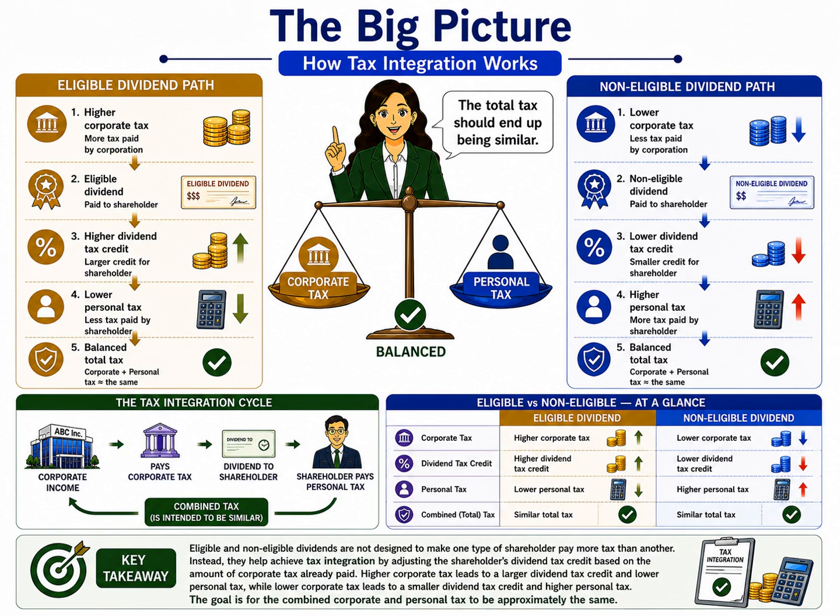The key takeaway from this entire topic is that eligible and non-eligible dividends are not simply two different types of dividends. They are tools that support tax integration. Eligible dividends generally arise when more corporate tax has already been paid, resulting in a larger dividend tax credit and lower personal tax. Non-eligible dividends arise when less corporate tax has been paid, resulting in a smaller dividend tax credit and higher personal tax. Together, these rules help ensure that the total tax paid on corporate income remains approximately the same, regardless of the corporate tax rate that applied in the first place.